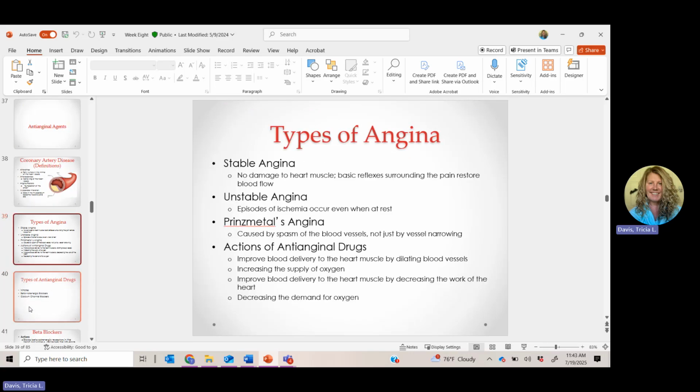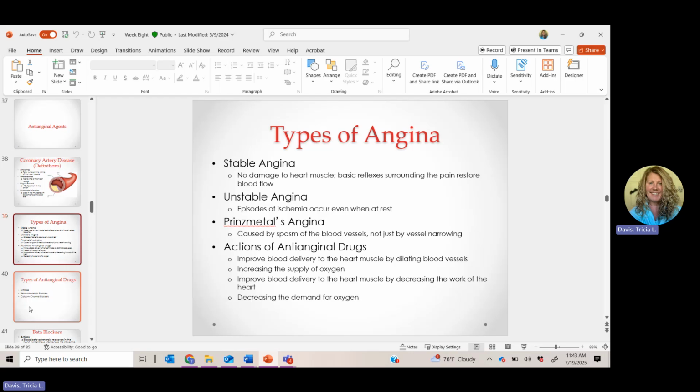So, a couple different types of angina that you do need to know. Stable angina causes no damage to the heart. Okay, basic reflexes surrounding the pain are going to restore that blood flow, so there's no interruption in blood flow. Unstable angina is this consistent or intermittent pain that is now causing ischemia at the heart, even when the patients aren't doing anything. So at rest, when they're not doing anything, and they're having this very, very bad chest pain that won't go away, this is considered unstable angina.